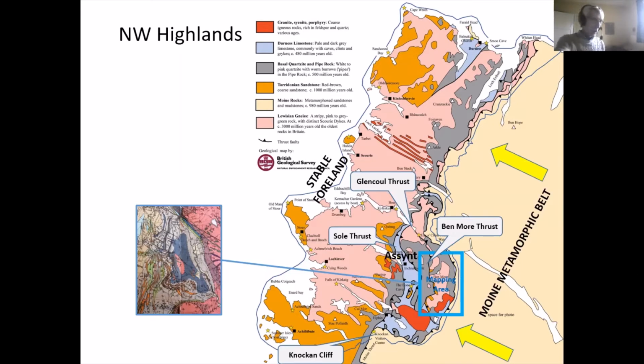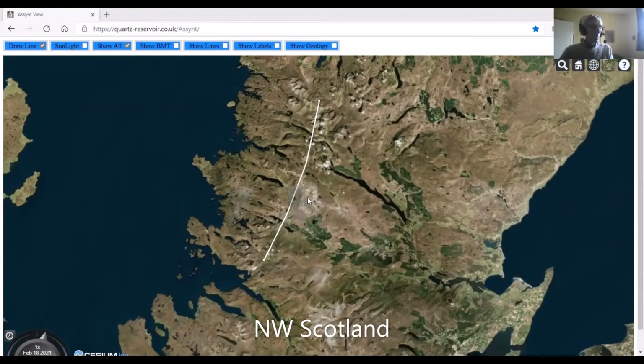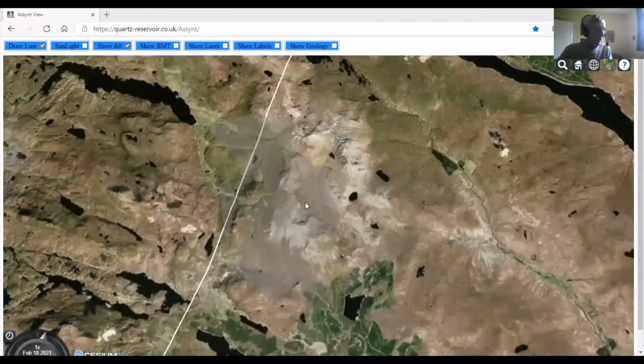You also see that along some areas you see a sort of window into what's below the Moine Thrust. So let's zoom in on northwest Scotland. This white line is roughly the line of the Moine Thrust. So to the west, we've got the ancient foreland, and to the east, we've got the Moine series of metamorphic rocks. And a particular area that I'm interested in is near Ben More, just zooming in there now.